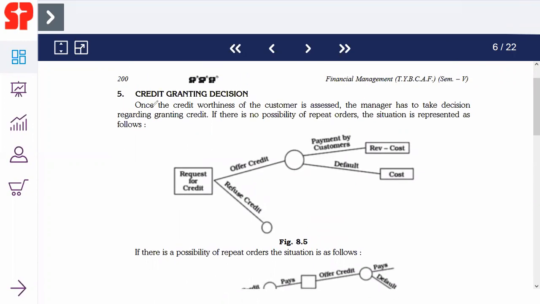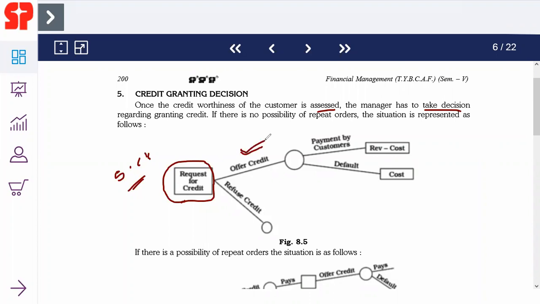See, once the creditworthiness of the customer is assessed, once you are satisfied, you have checked everything, the 5 C's of the customer, then you finally decide to give the credit to the customer. Then the manager can take 2 decisions. What will be that decision? First, there will be a request for the credit from the customer. Once the credit request comes, you have to see the 5 C's of the customer, then your company's policy, everything you have to check, everything you have assessed. Then finally you can take 2 decisions.